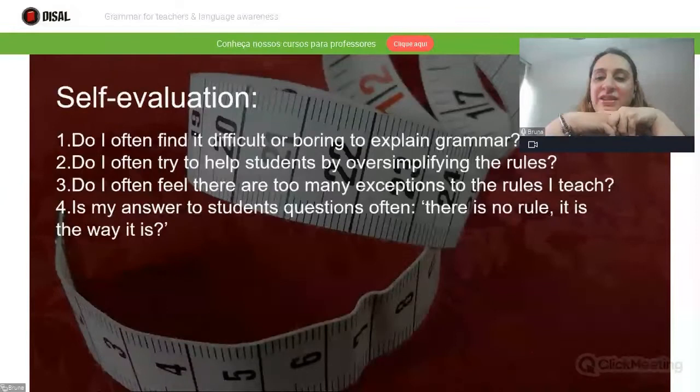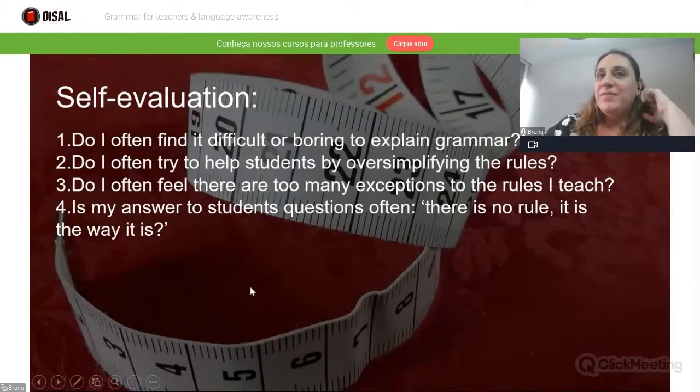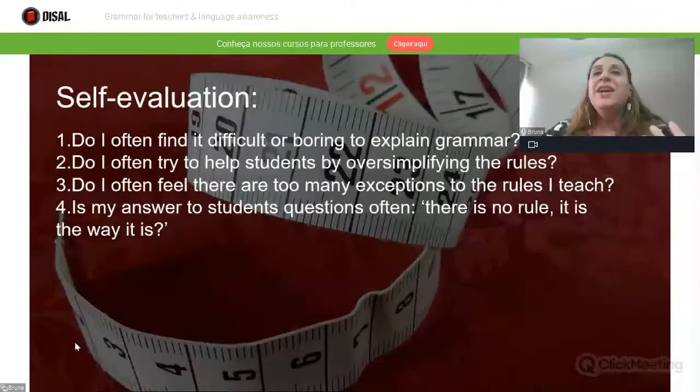Gamify, study, scaffold, okay, to be as clear as possible, to learn different ways to teach grammar. All right, there are many nice ideas. And I would say that the key to not answering yes to all those questions anymore, of course, you're going to answer yes to some of them sometimes, would be language awareness.